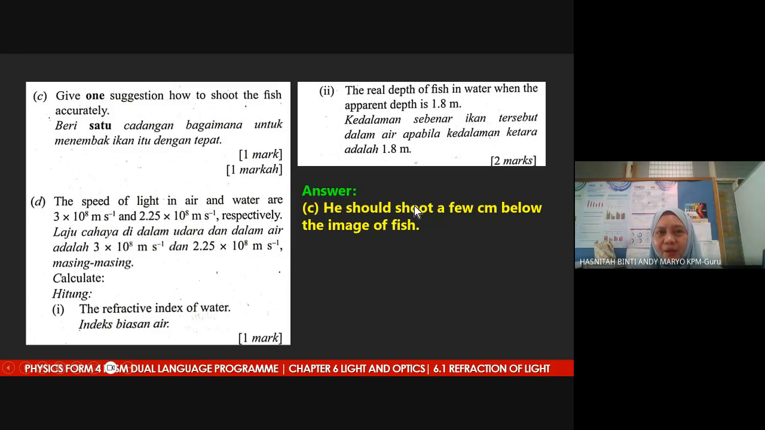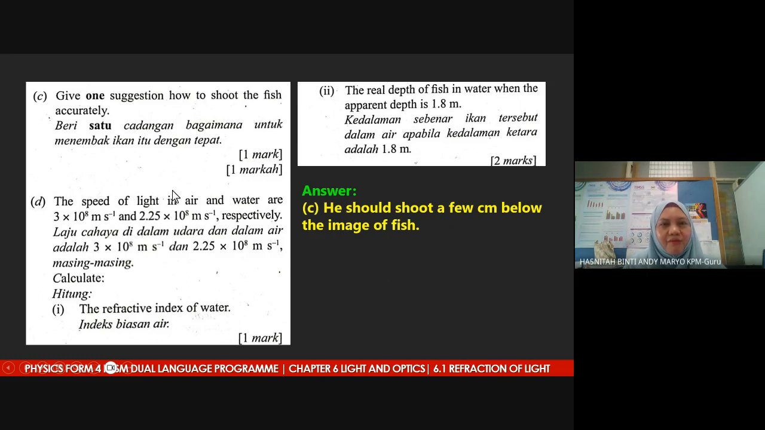Then only he will hit the actual fish. Baru kena tembak bawah sikit, below the image seen in your eyes. Okay, then only you will hit the bull's eye. Right? Okay, and then D involves calculation.